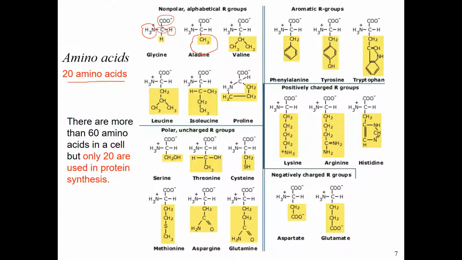We have the non-polar amino acids. There are also polar uncharged amino acids, aromatic rings, like that. We also have the positively charged amino acids. See, there's a positive charge here, and also the negatively charged amino acids. In a cell, there are more than 60 amino acids, but only 20 are used in protein synthesis.